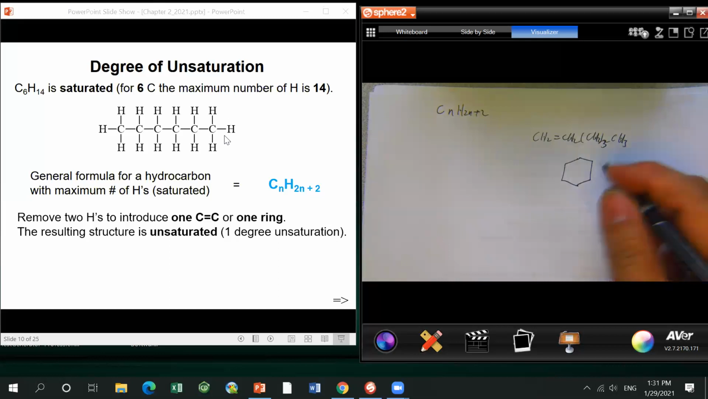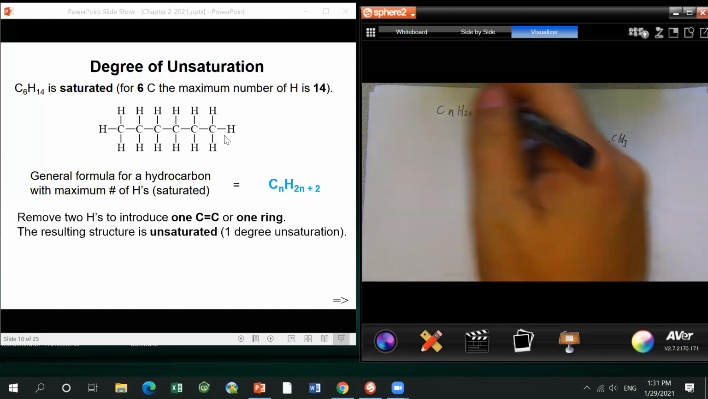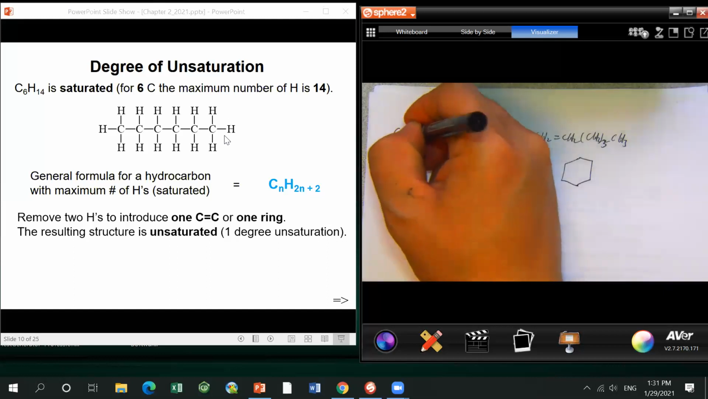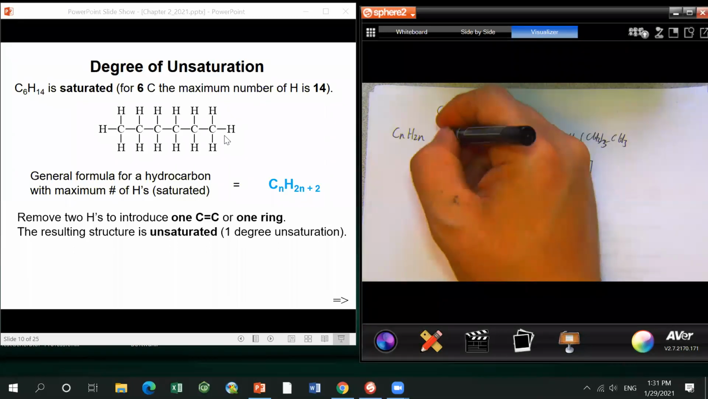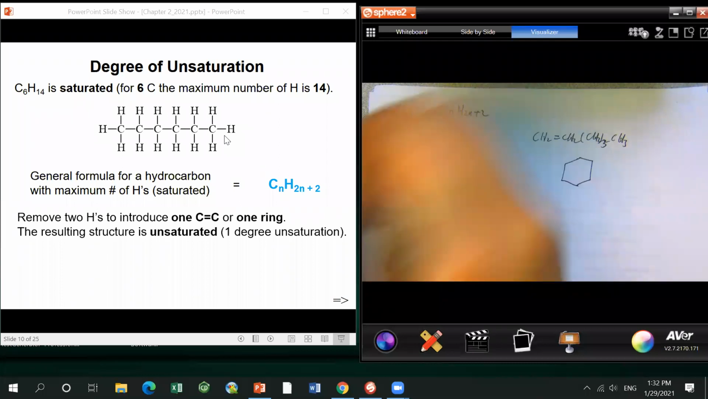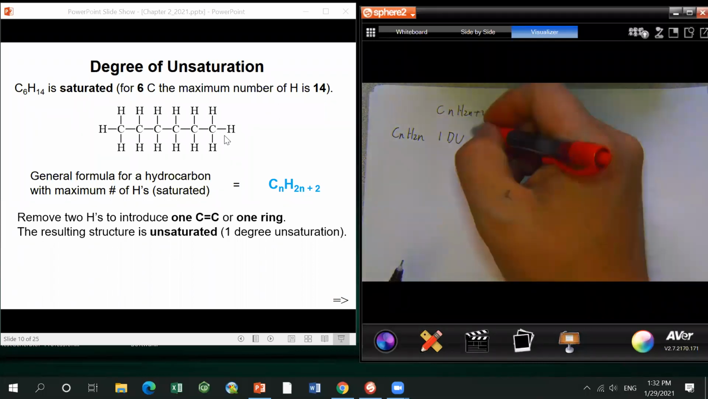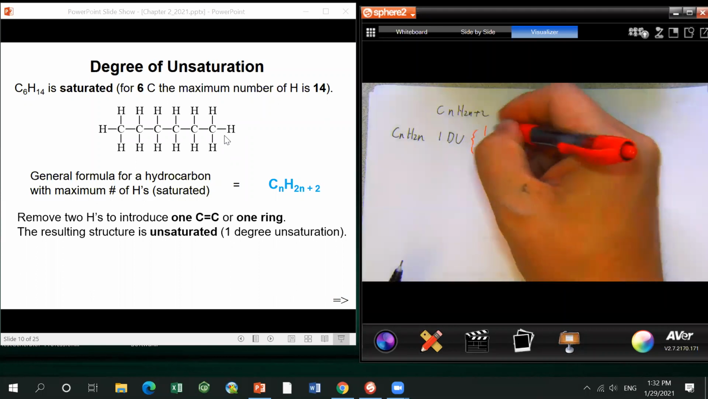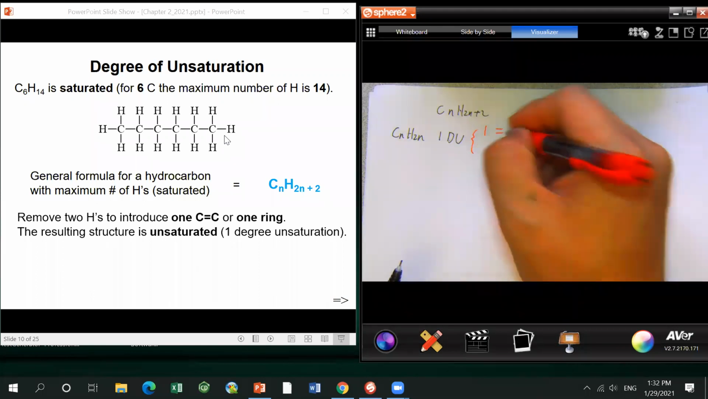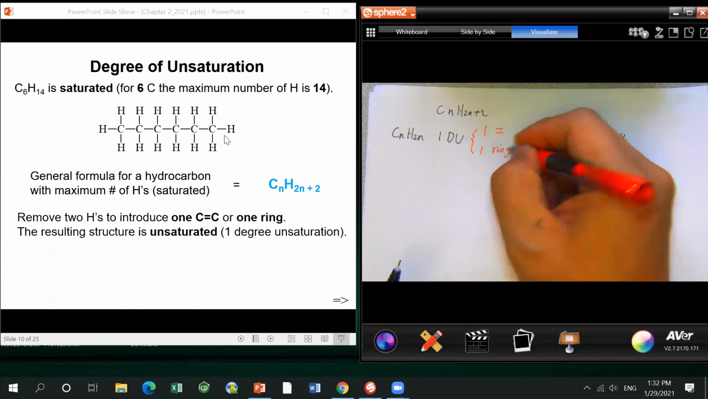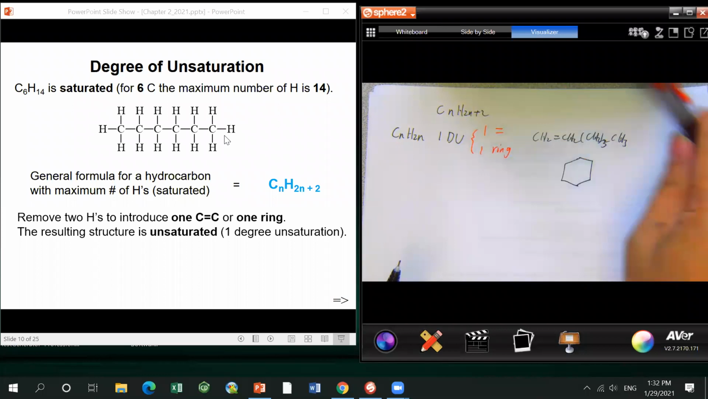In other words, if you take two hydrogens away, the general formula becomes CnH2n, which is one degree of unsaturation. DU is degree of unsaturation. One degree of unsaturation means there is either one double bond, or one ring structure, a cyclic structure in the molecule. Either one double bond or one ring structure.